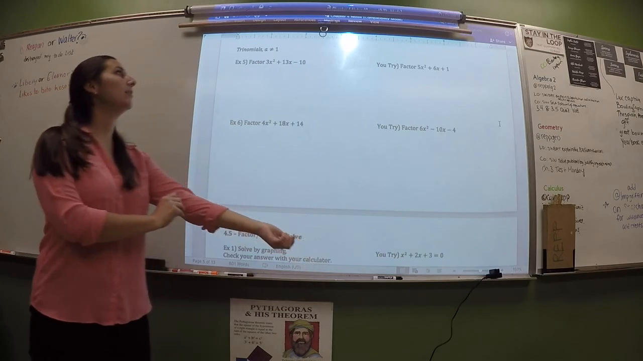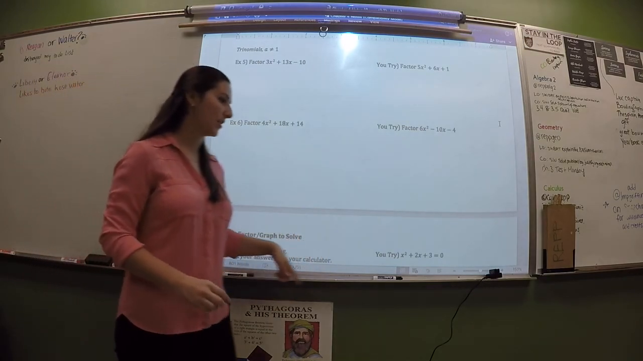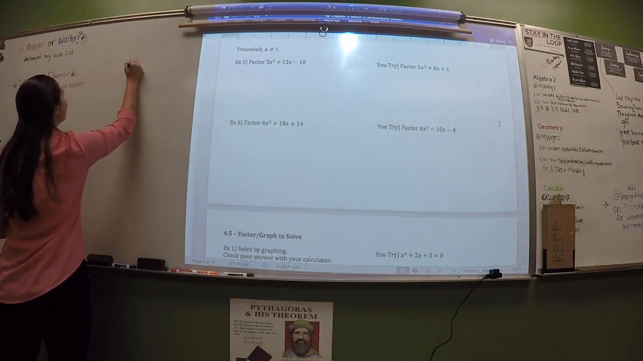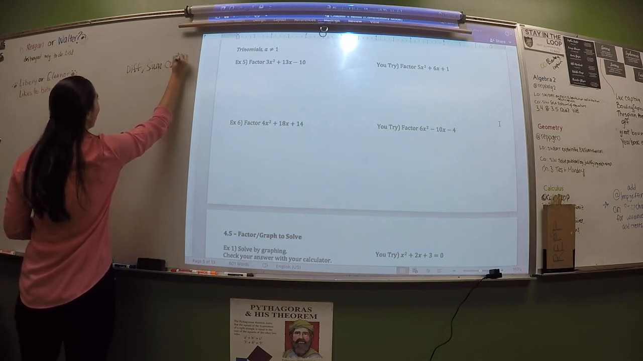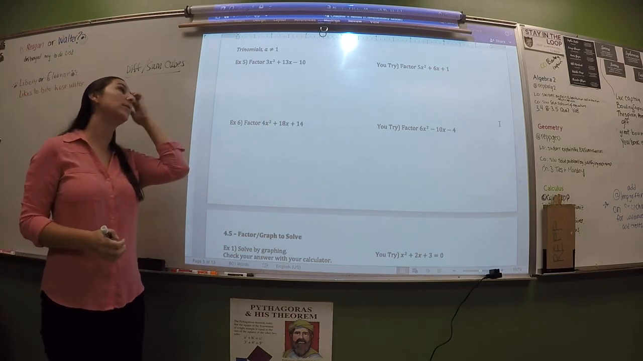All right, trinomials where a is not equal to 1. After this, we're going to do a couple more, so save room. We have difference and sum of cubes after this. And then we also can have four terms. All right, so trinomials where a is not 1.